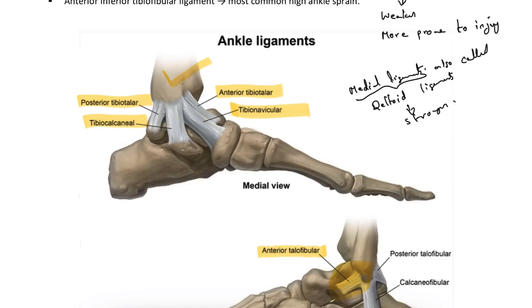Next, the squeeze test for high ankle sprain. If you squeeze the ankle, the patient will feel pain. The external rotation test can also be used for syndesmotic injury.